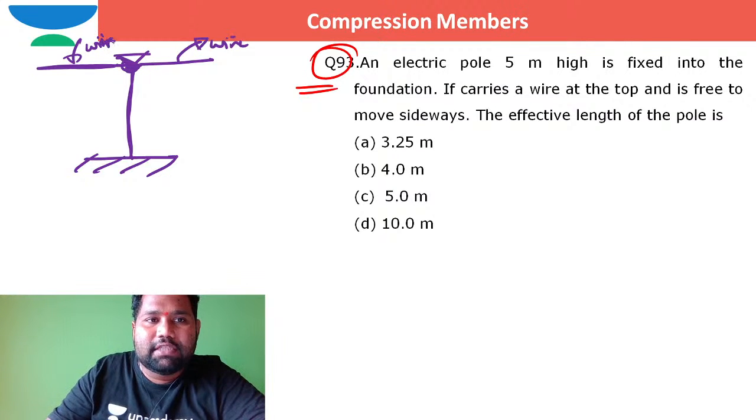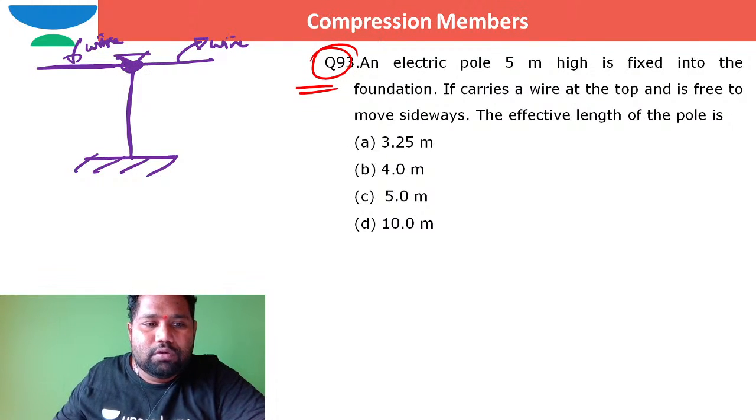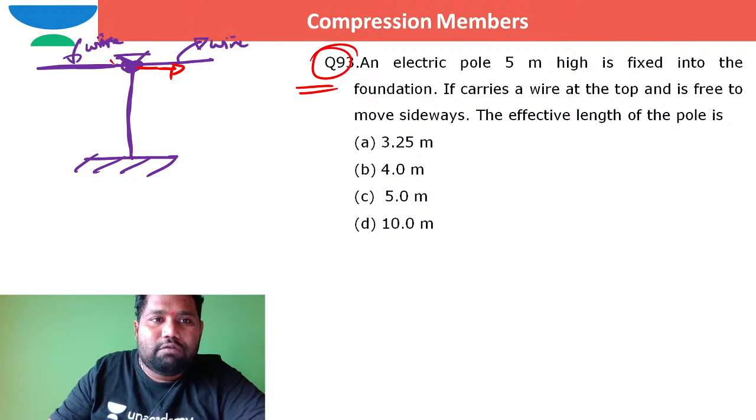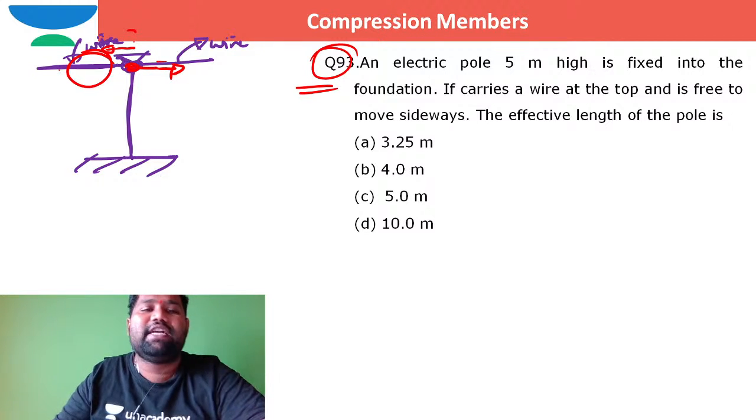When there is a wire, if I want to make this point move in this direction, this wire will resist that horizontal deformation. If this point needs to be moved to the left-hand side, this wire will resist that left-hand side deformation.